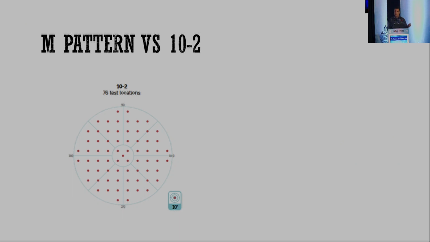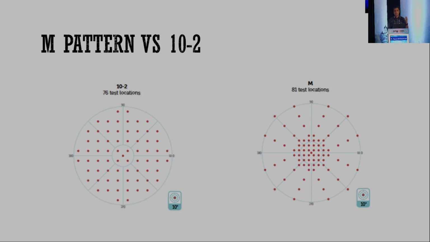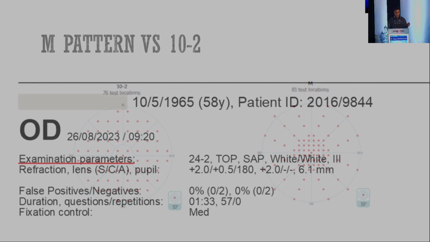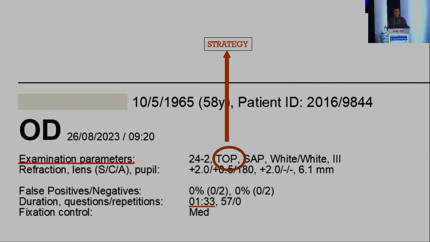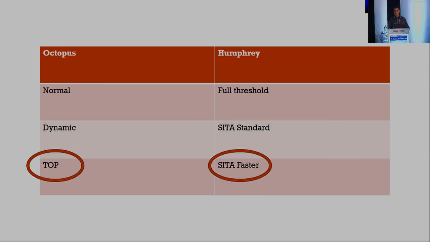Similarly, for the 10-2, you have the M pattern, which again tests more points in the center. Now, if you look at the test strategy, I have employed in this particular patient the TOP strategy, and you also notice that the time taken is 1 minute 33 seconds. So this is in terms of time taken equivalent to the SITA Faster. But unlike the SITA Faster, this also tests fixation and also tracks false negative errors.